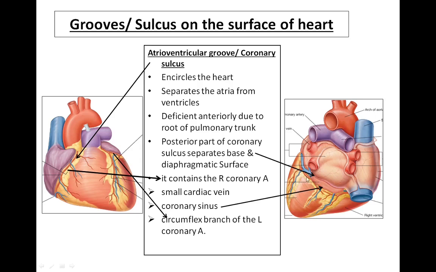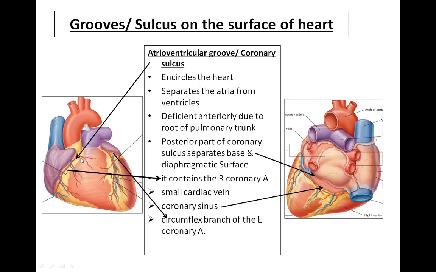So in a nutshell, just try to remember atrioventricular groove or coronary sulcus: it encircles the heart, separating the atria and ventricles. In the anterior aspect, we cannot see it, it is not continuous because of the roots of the great vessels, but posteriorly it is continuous. Okay, so the posterior part of the coronary sulcus separates the base of the heart from the diaphragmatic surface.